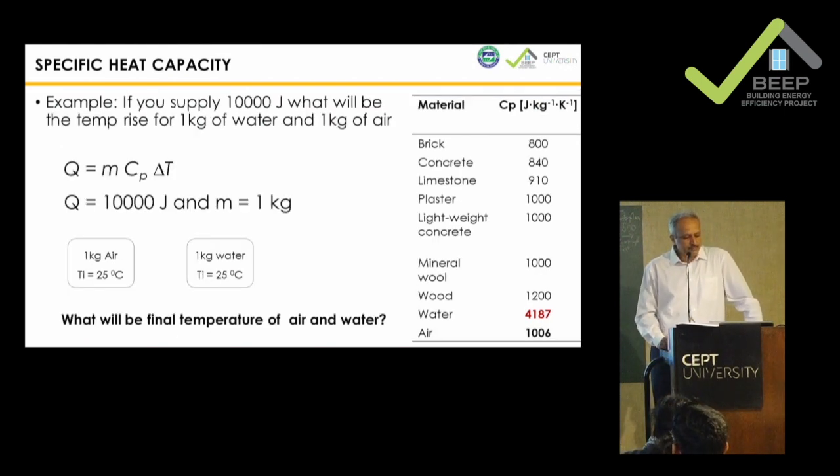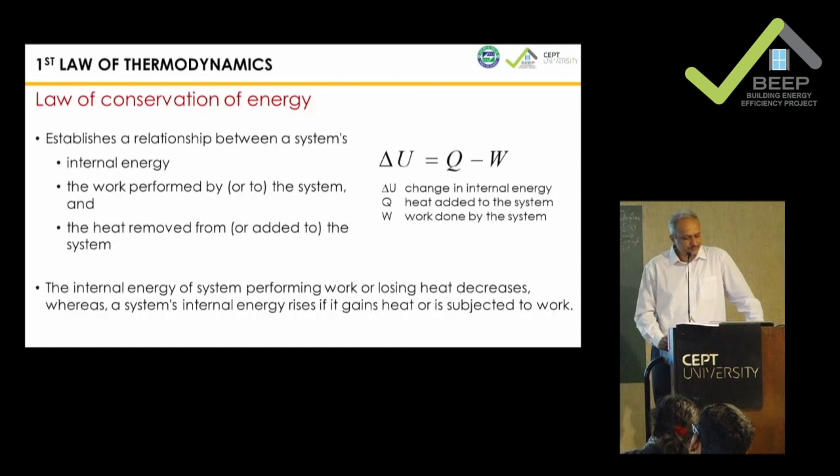And then there's m Cp delta T. This is the equation we keep using all the time. It tells how much it will take, and at what temperature difference you store heat or you reject the heat.